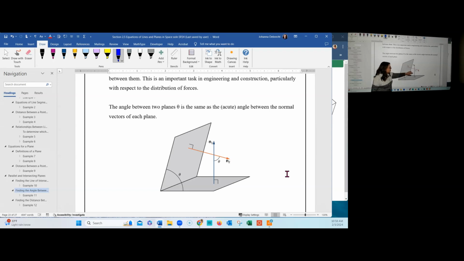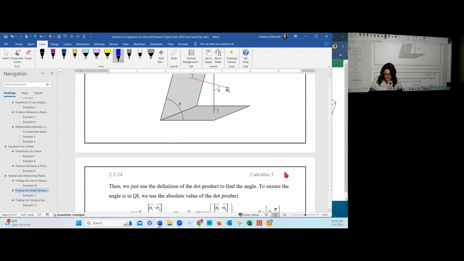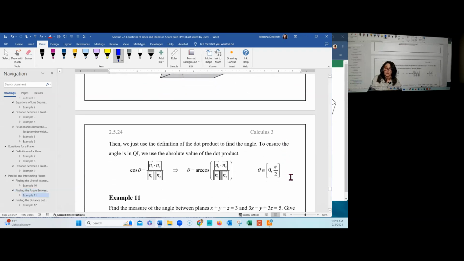Well, it turns out that the acute angle between their normal vectors is the same angle as the angle between the planes. This is just a geometric relationship. So the angle that we have here, theta, the acute angle, between 0 and 90 degrees, is the angle between the two normal vectors. So in order to find it, we simply need to find the acute angle between the two normal vectors.